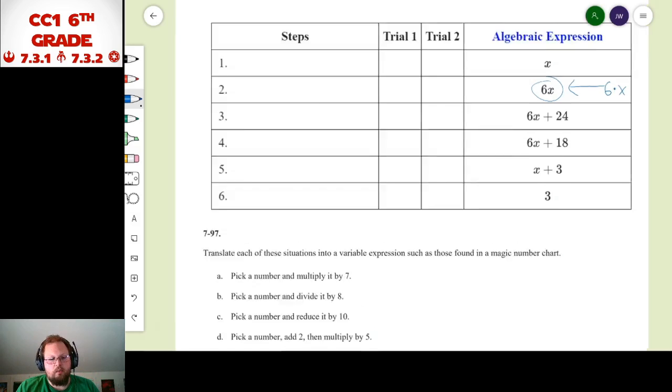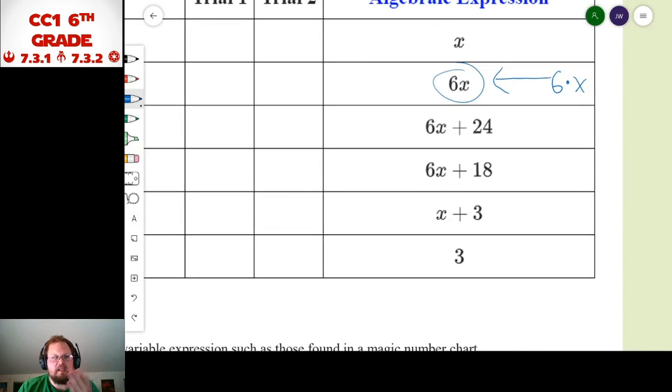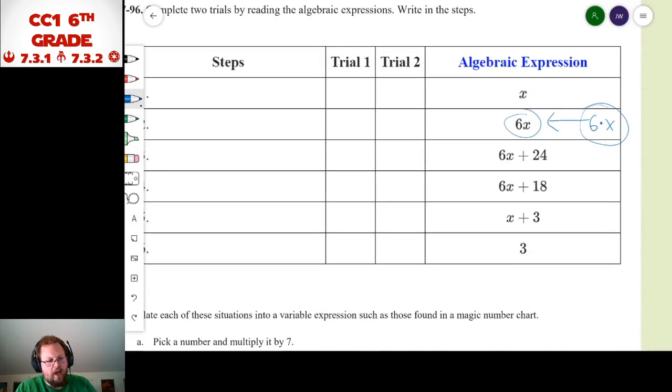Even though that little multiplication dot is not written there between the 6 and the x, anytime a coefficient, which is just a number like 6, is attached to the variable, again, x is our variable, that means multiplication. So this means 6 times x. So in terms here, x is pick a number, and the second one is multiply by 6. Okay. And try out a couple of trials for these. Try out both of those trials.